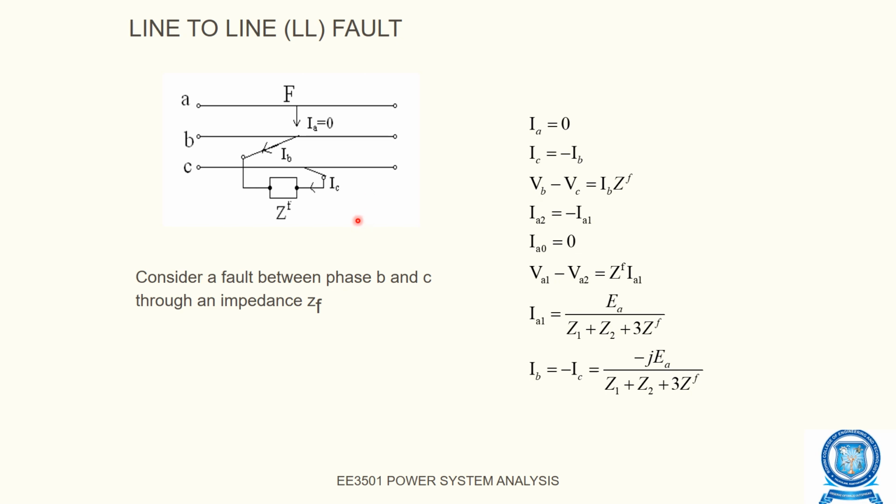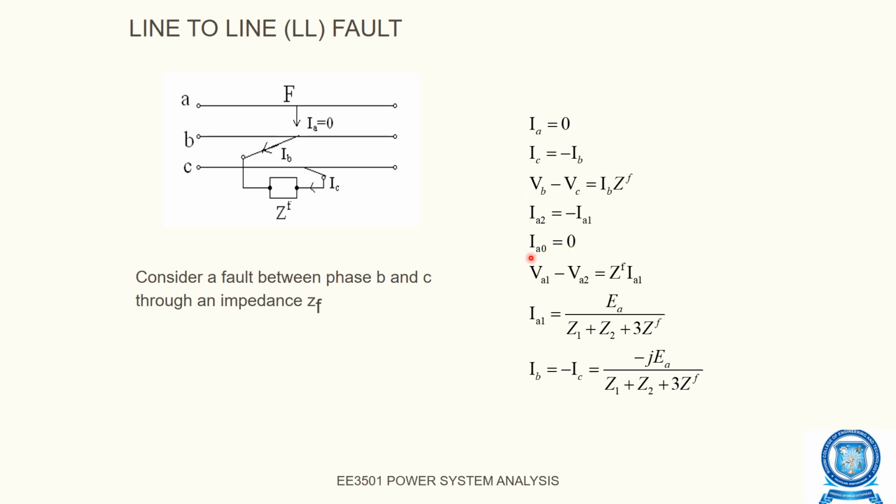So this is the fault current. It is enough to calculate either IB or IC, thereby you will be getting the fault current value, isn't it? Now, based upon the relations, IA is equal to 0, IC is equal to minus IB, and VB minus VC is equal to IB into ZF. VB minus VC is the potential difference between these two phases, B and C phase, which is nothing but IB into ZF. And IA2 is equal to minus IA1, IA0 is equal to 0.